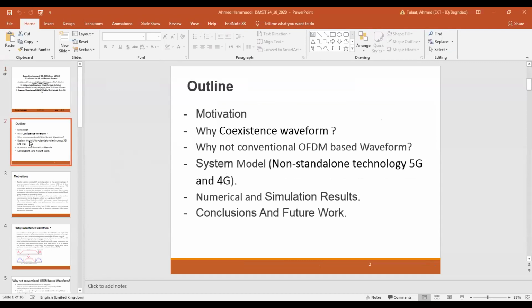The outline for this presentation: motivation, why coexistence waveform, why not conventional OFDM-based waveform, system model, non-standalone technology 5G and 4G, the numerical and simulation results, and finally the conclusion and future work.